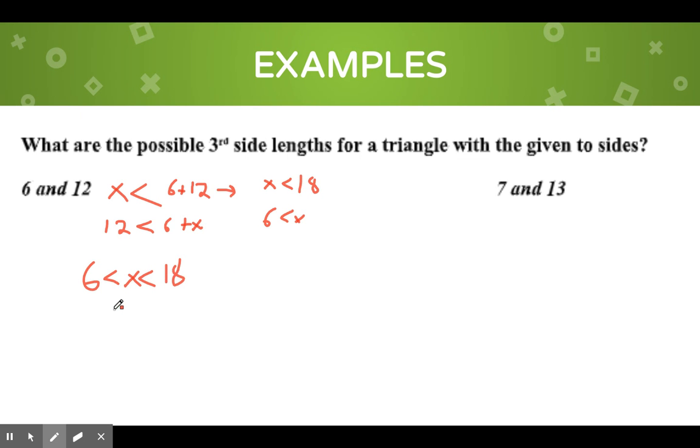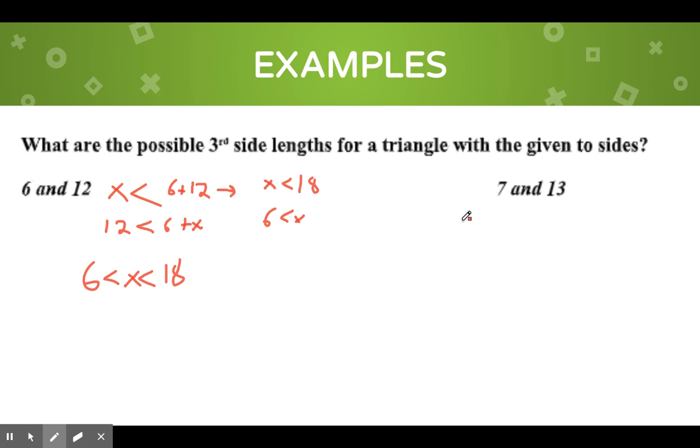There's your range of numbers. Notice this range is much bigger than the previous one. The previous one, our range was just 3 numbers, 4, 5, and 6. Now we have any numbers between 6 and 18, which is 7, 8, 9, 10, 11, 12, 13, 14, 15, 16, and 17. It's a much bigger range.